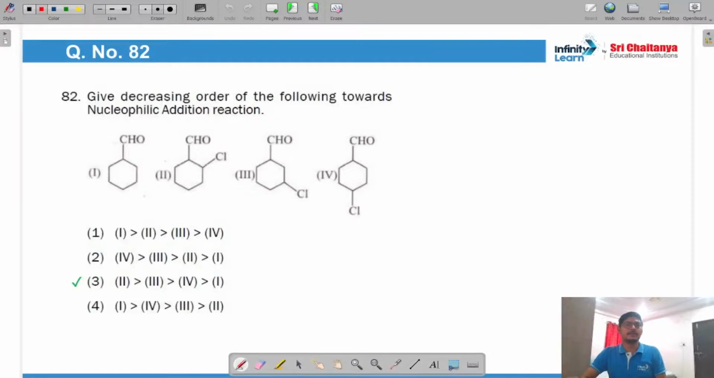Give the decreasing order of the following towards nucleophilic addition reaction. The correct answer is third, because the presence of chlorine will slightly increase the reactivity because of its minus I effect. Okay, next question.